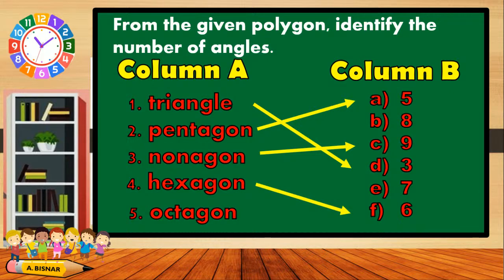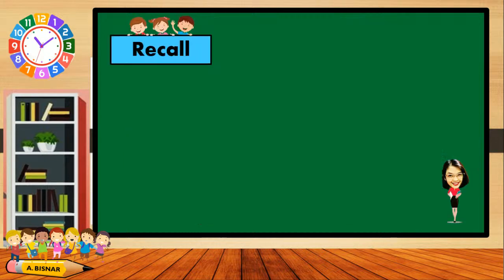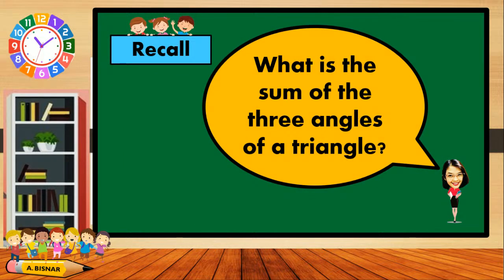And then for the last one, octagon. Okay, may humabol si Harabay. Octagon. It has how many sides? Okay, that's correct. 8. So, this is from the lesson last week. And we are also going to use this from our lesson today. So, let us have a recall.